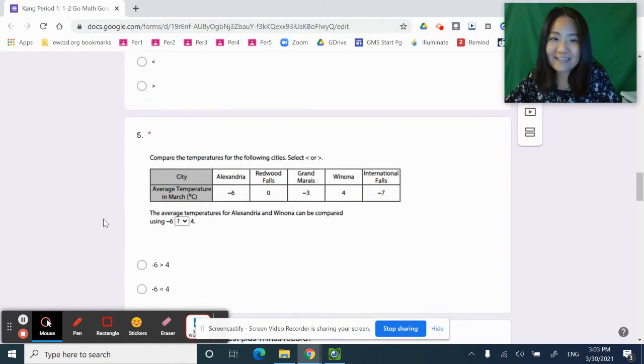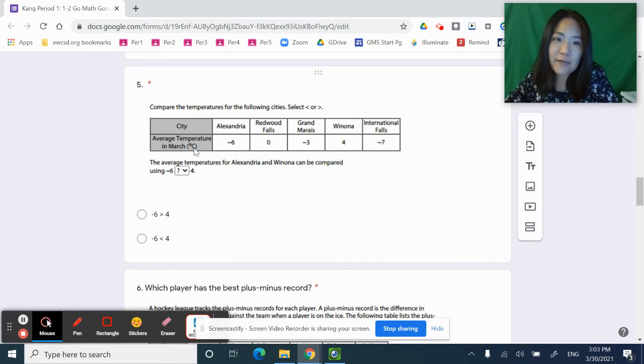Okay. Number 5. Compare the temperatures for the following cities, select less than or greater than. So these are the cities, but all they're asking for really is right here. The average temperature for Alexandria and Winona can be compared using -6 is blank, +4. So which one of the two is the correct inequality? Is it -6 is greater than 4, or is it -6 is less than 4? You just choose the correct one.